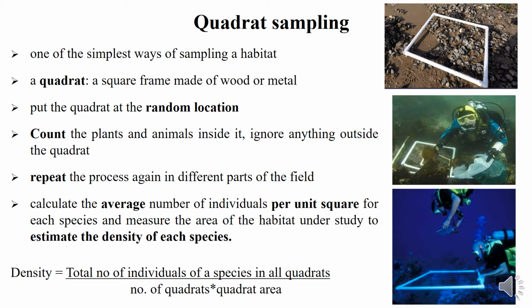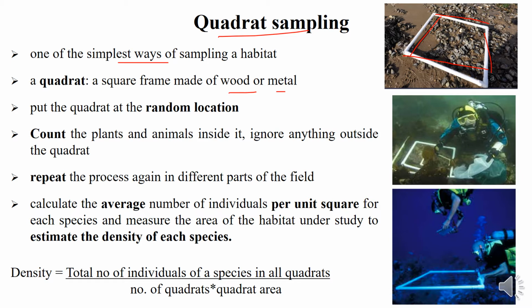The first technique, and the simplest one, is called quadrat sampling. Quadrat sampling is nothing but a square box you prepare. It could be metal, wood, or any material. You just make a square, and its size can differ according to measurement. It could be 1 meter square, 2 meter square, 5 meter square, or 10 meter square.